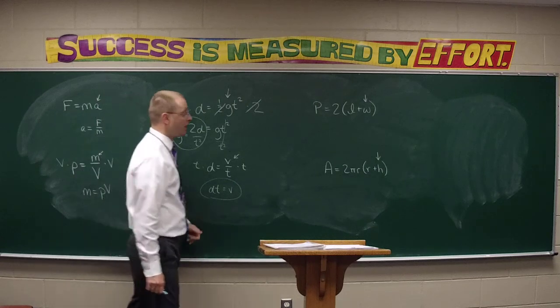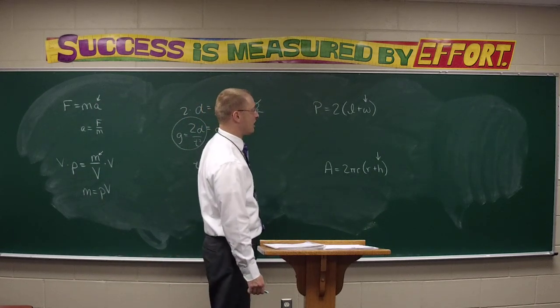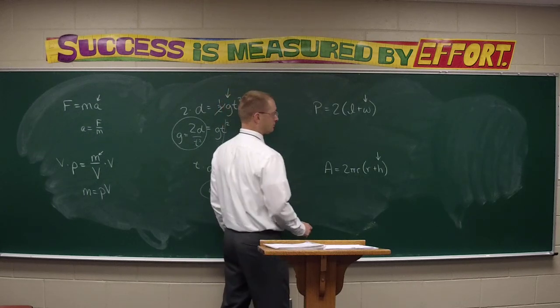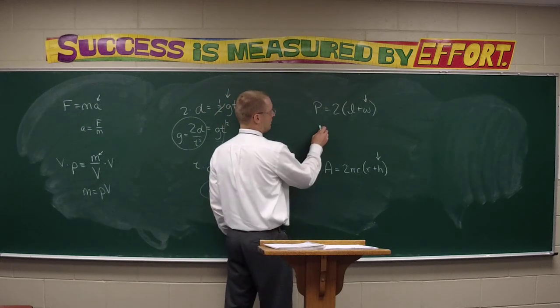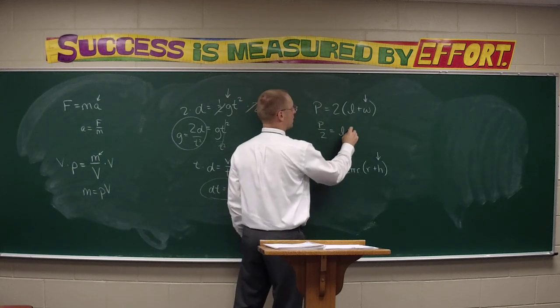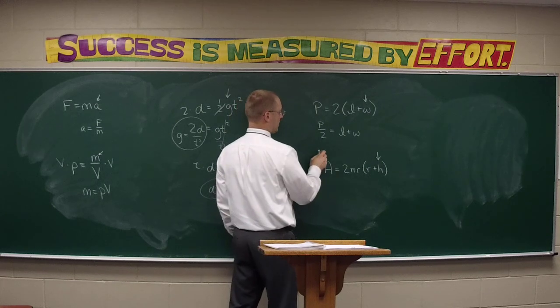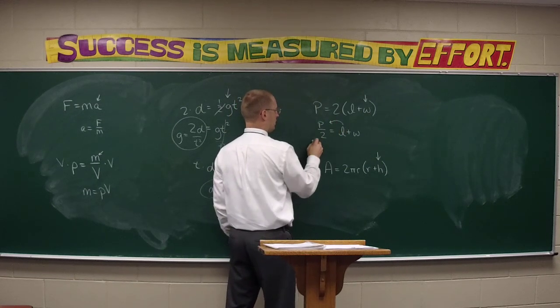Questions? On the last ones here, Michael, what do I do to get the W by itself? You got to divide by 2. All right, to get? P over 2 equals L plus W. And we don't need the parentheses anymore, so then just? Subtract the L. To get? P over 2 minus L equals W.